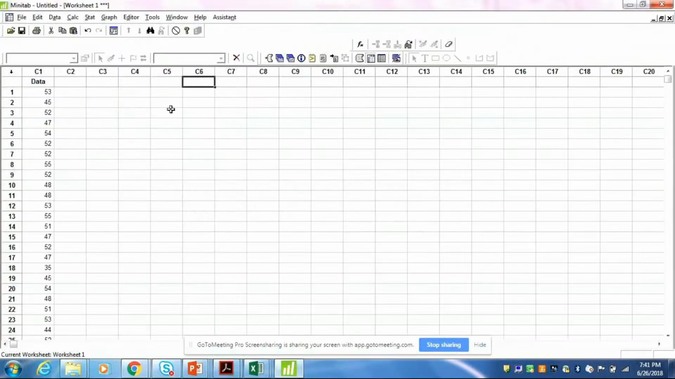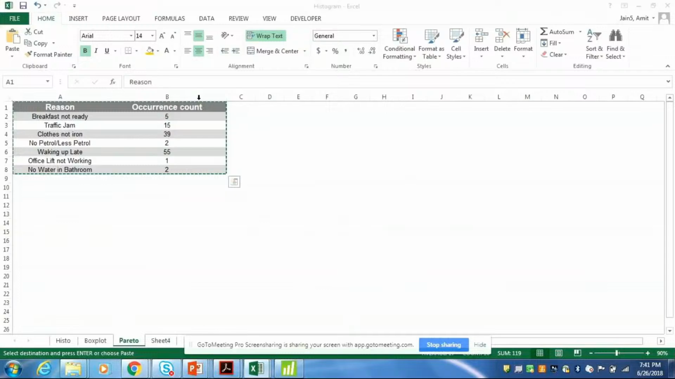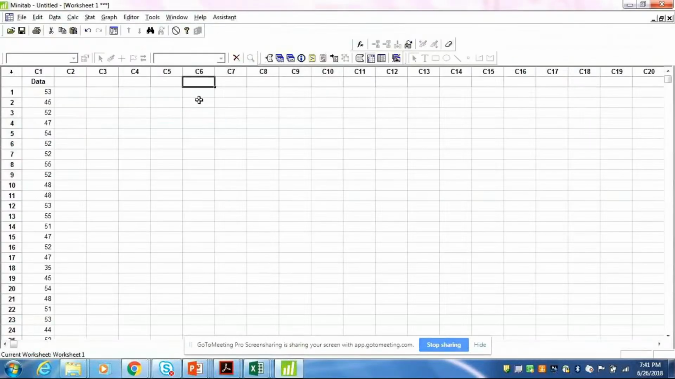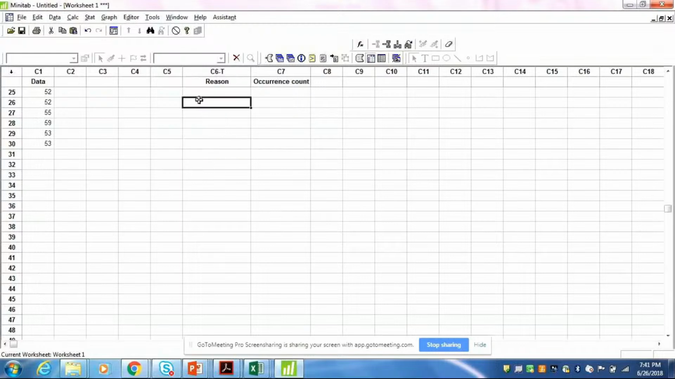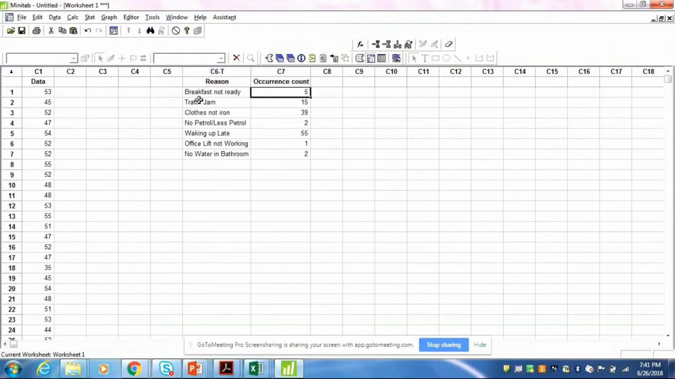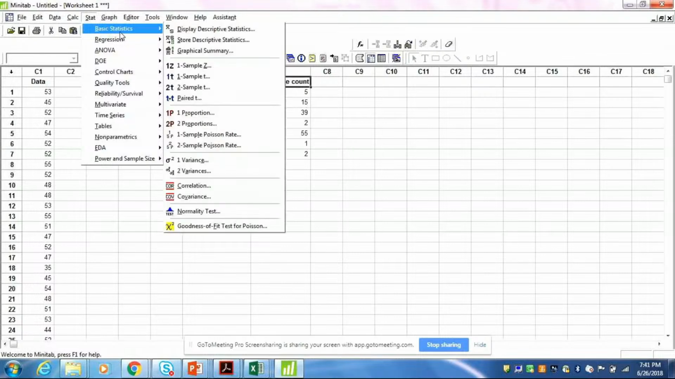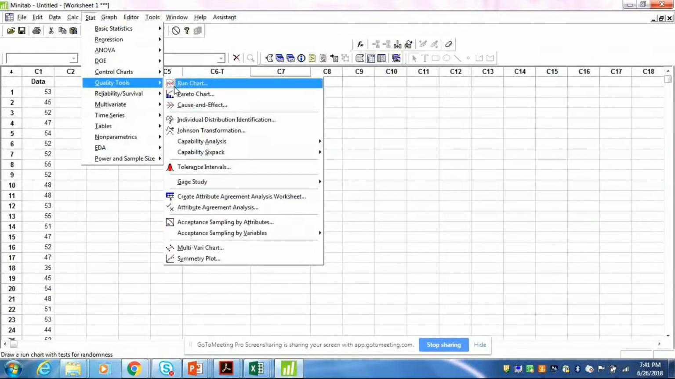So there's two ways of doing it. You copy that data and paste it in Minitab. I think you'll not be able to paste it directly. You would need to copy it into Excel, then copy it from there, and then paste it in Minitab. So what we have here is reason, and then the occurrence count. Have you pasted in Minitab?